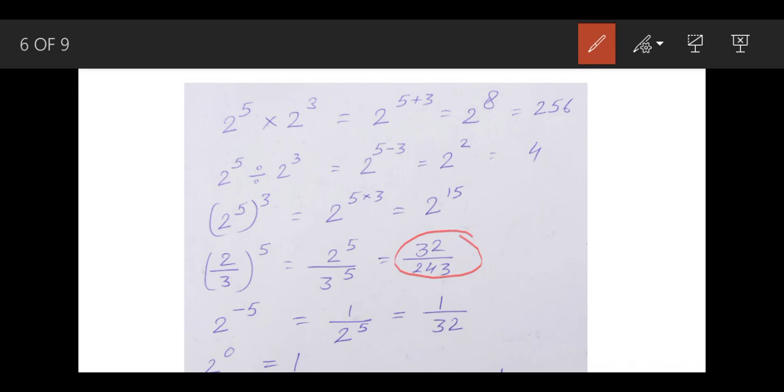Now 2 to the power minus 5. It will become the reciprocal with the positive sign. So 1 upon 2 to the power 5, means 1 upon 32. As I said, a number to the power 0 means 1. So 2 to the power 0 means 1.